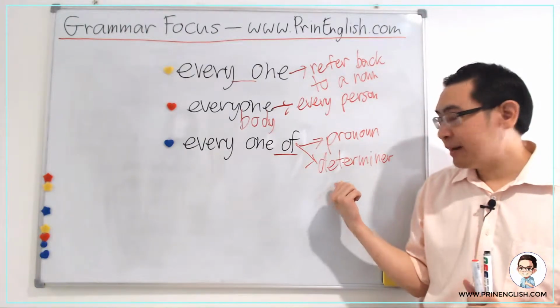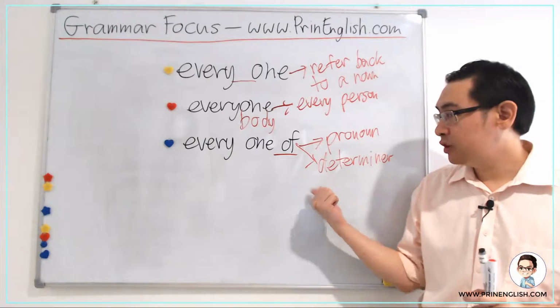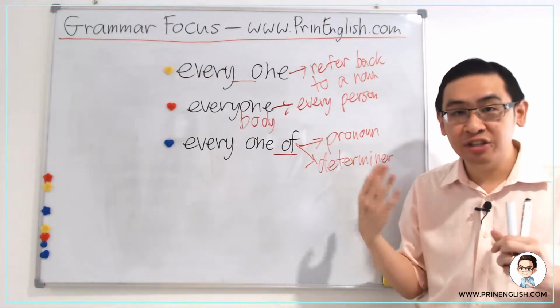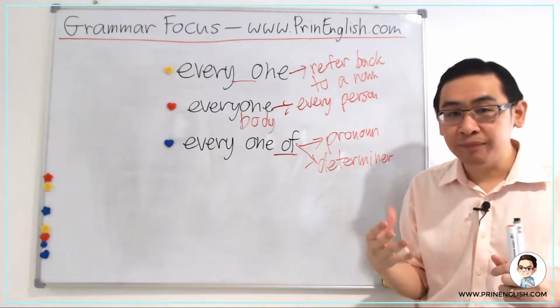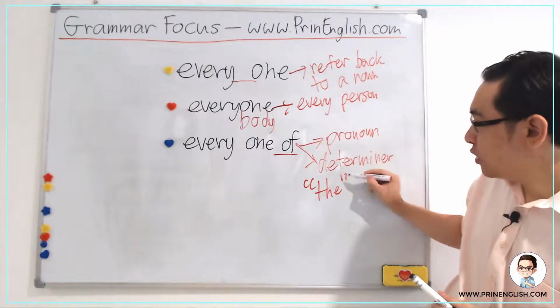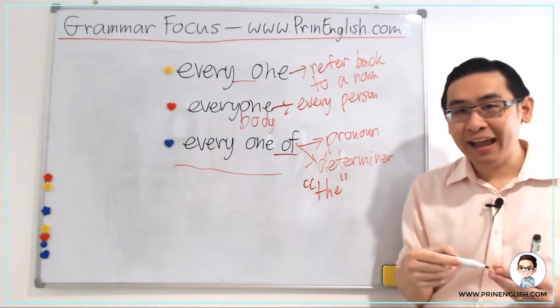And another type of words which can follow everyone of is determiner, okay, so words which are used in front of a noun like the word the. So this is actually commonly used after everyone of, okay? So as you can see these are the subtle differences between these three words.